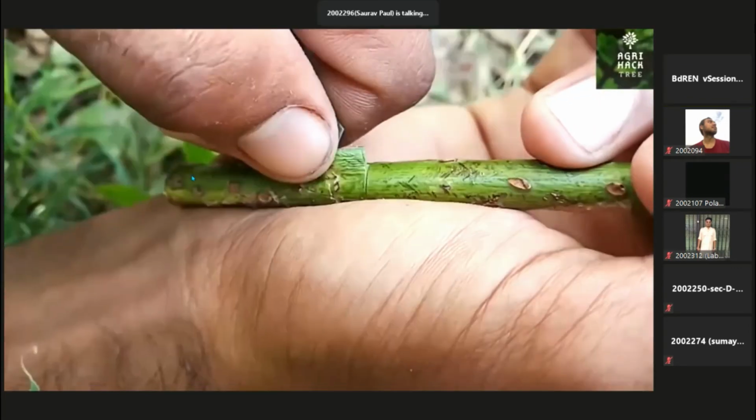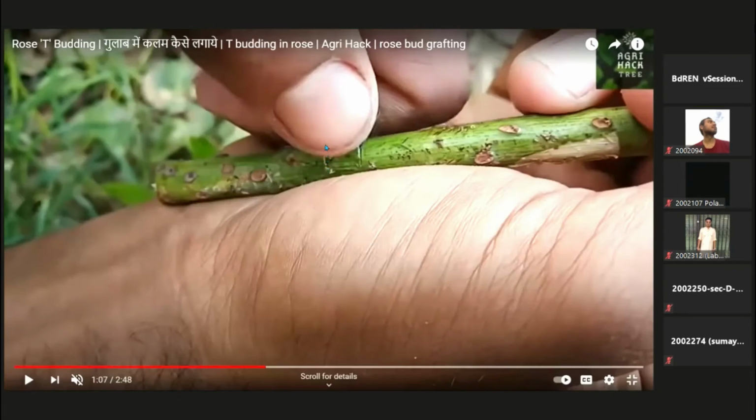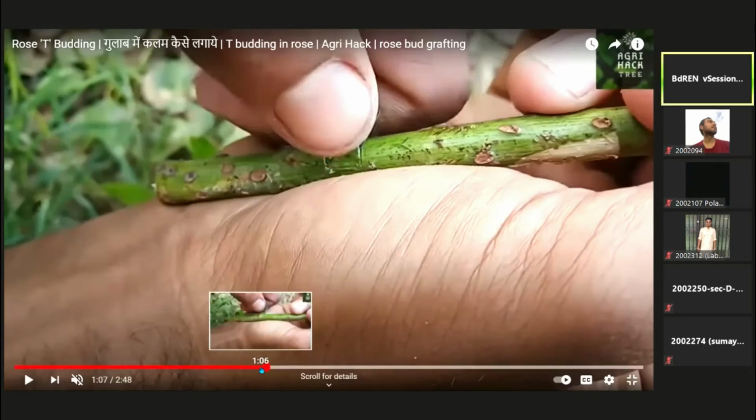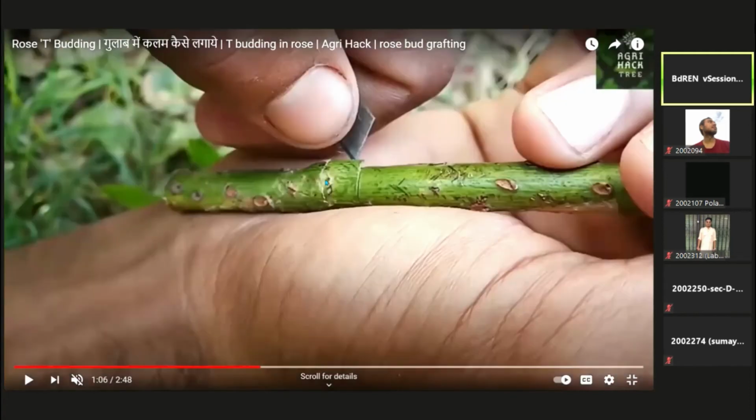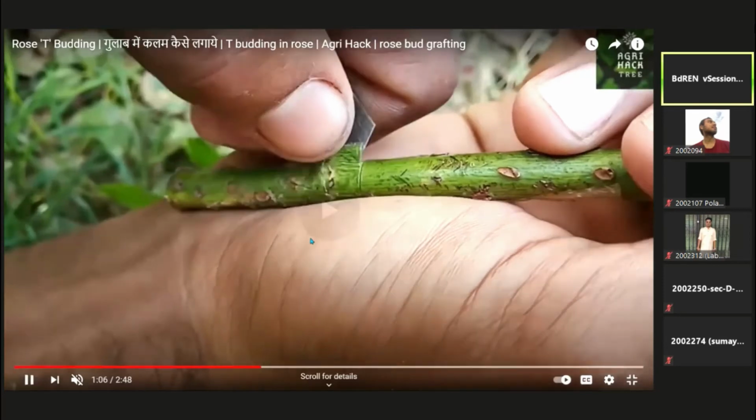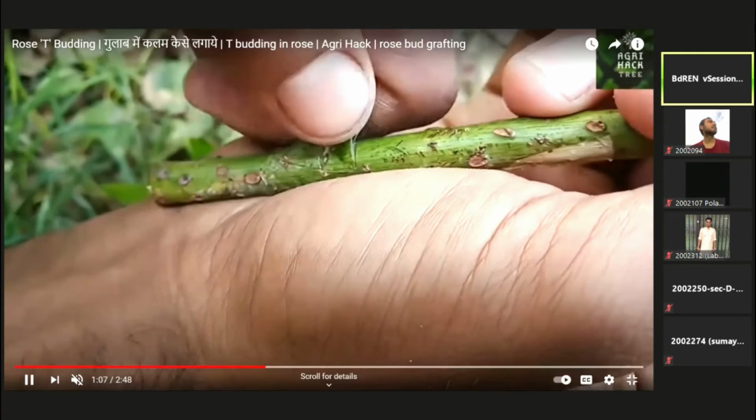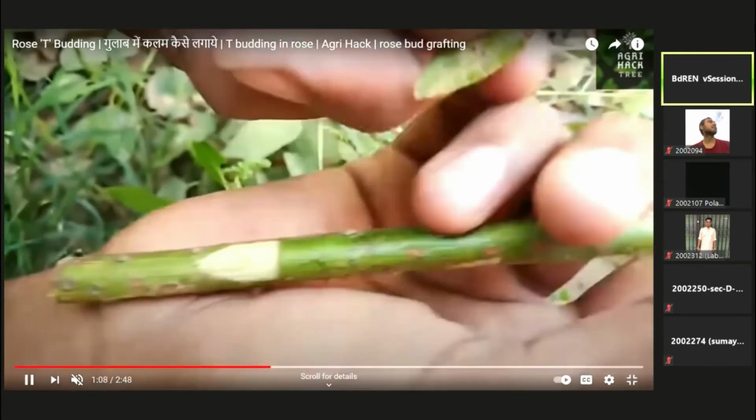Here, just it is here. This is the bud. This portion has the bud, and he is taking this shield-shaped bud, the whole portion, taking the bark. He will use it as scion. So see, and this scion now he will insert in the root stock.